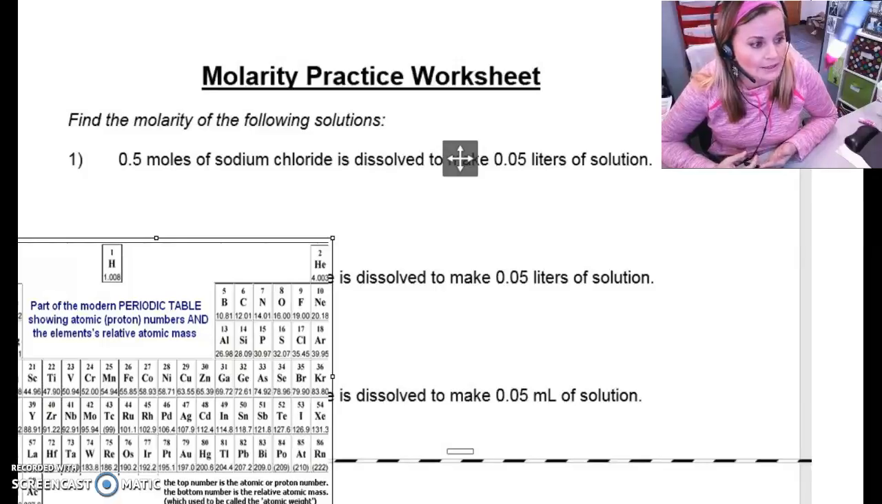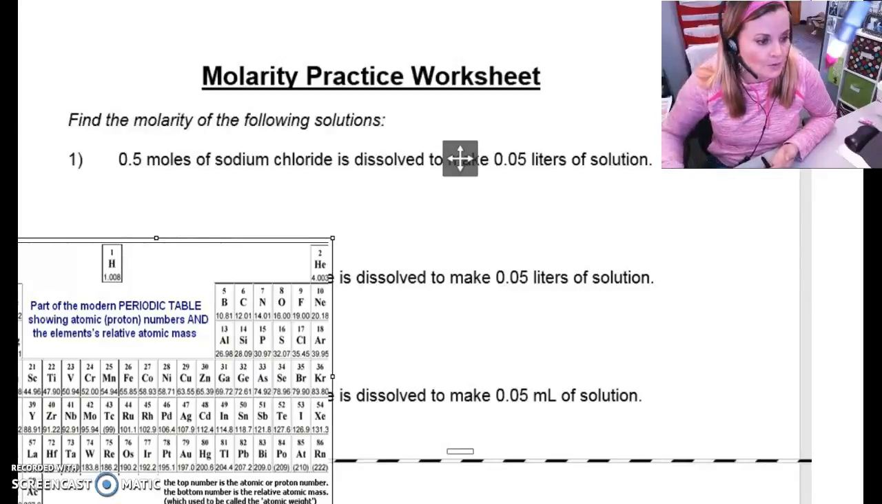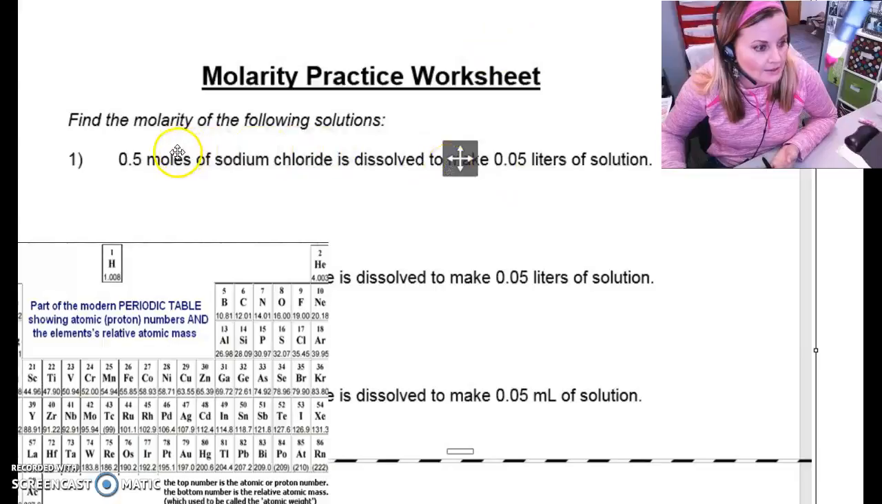So when we're looking at sodium chloride, this first example here, it says there's 0.5 moles of sodium chloride. So you're talking about half of that 6.02 times 10 to the 23rd. And they have 0.05 liters of solution. So moles per liter.